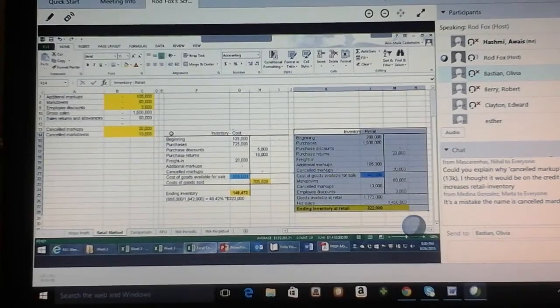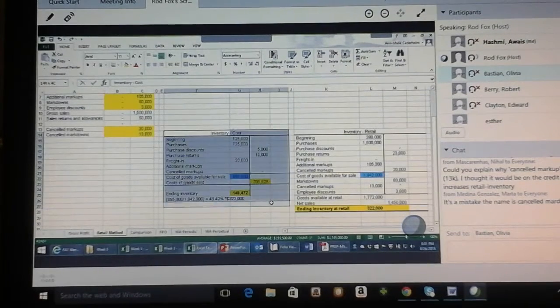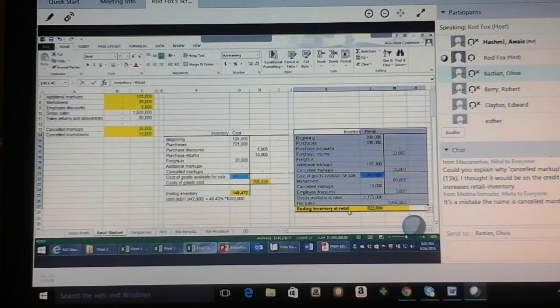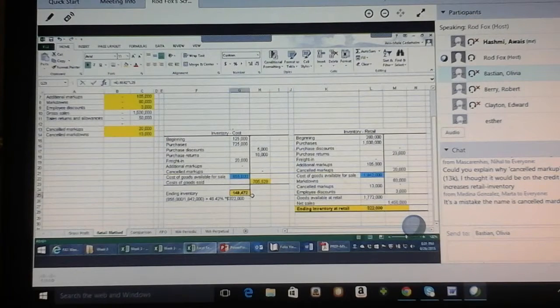I really need to focus on my inventory at cost because that's what I'm good at, and then translate that into what the inventory is at retail in order to estimate that ending inventory balance. So I have to see them side by side.